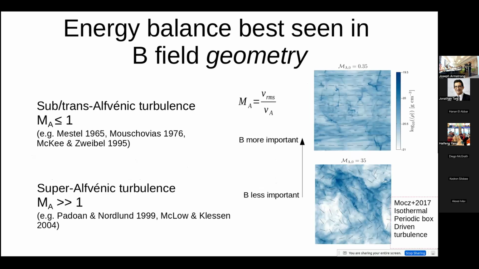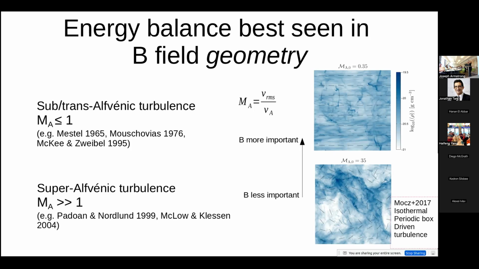It's basically the ratio between the velocity fluctuations in the gas and the speed at which magnetic perturbations propagate in the ISM. So if you have this number, the Mach number, be smaller than 1, that means the magnetic energy is more dominant than the kinetic energy. You have a situation like that on the top right, where the magnetic fields are straight and parallel and basically guide the flows of the gas.